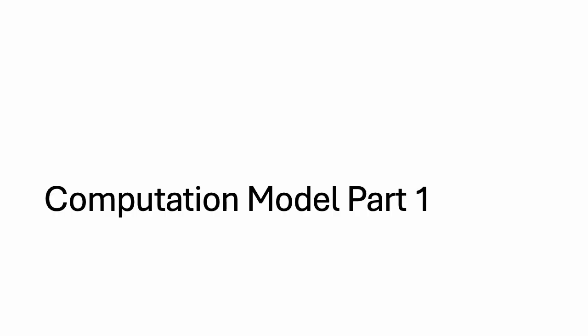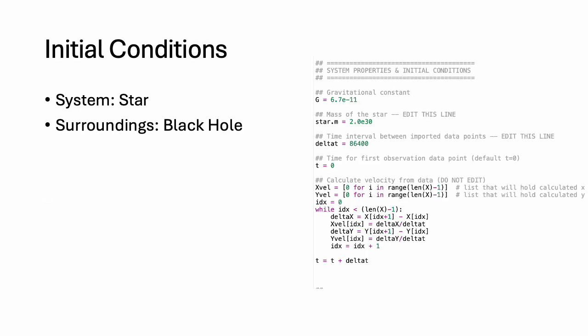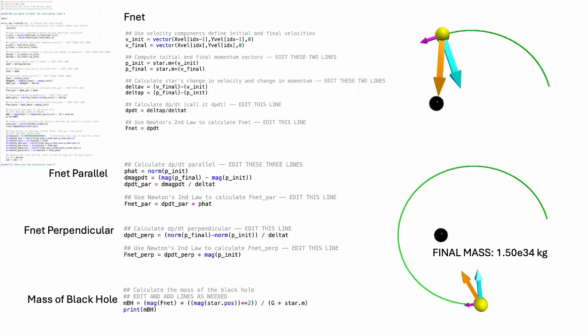So jumping into the computational model for part 1, we see that our system was the star, and the surroundings were the black hole. Given the initial mass of the star and the amount of time, we were first able to calculate Fnet using the velocities given to find P initial and P final. Since Fnet is change in momentum over change in time, that will give us the orange arrow as the general direction and magnitude of Fnet.